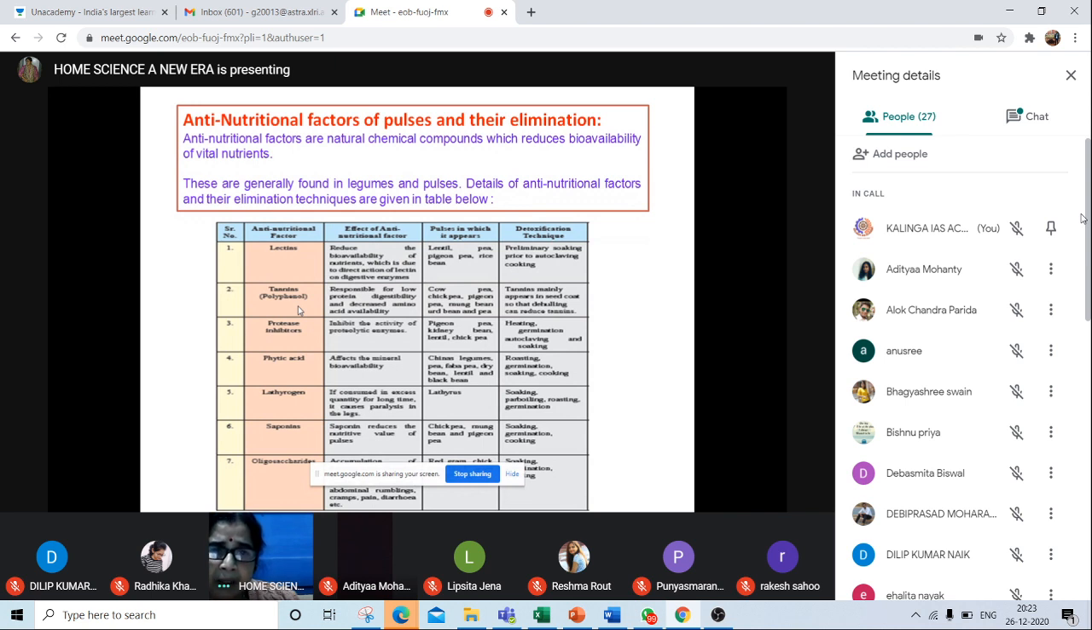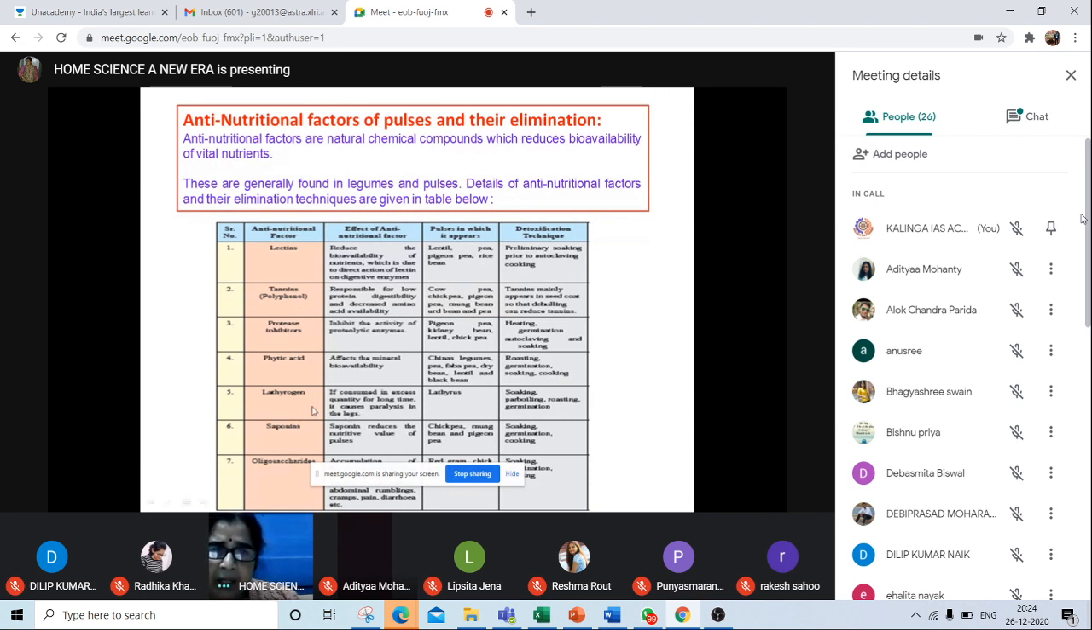Then phytic acid, which also affects the mineral bioavailability of all the pulses. That is your Chinese legume, pea, then dry pea, lentil and black gram. We can remove the phytic acid by roasting, germination, soaking and cooking.